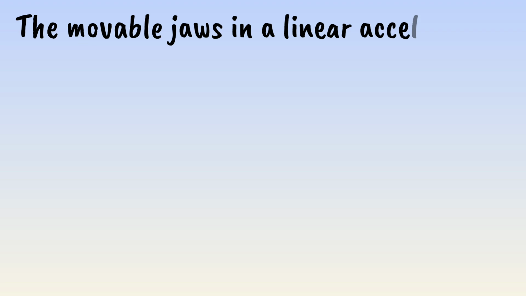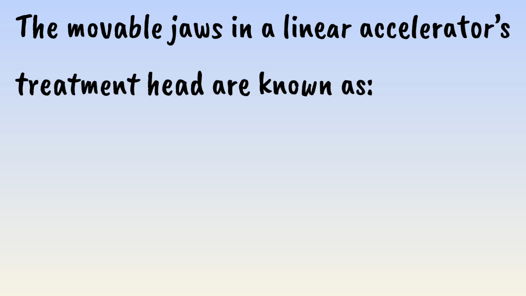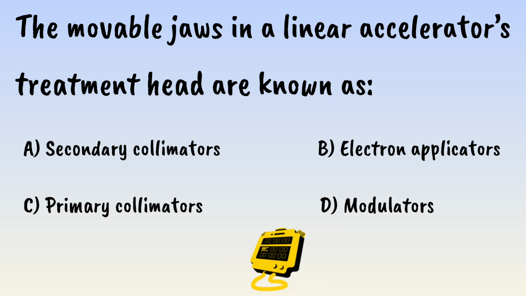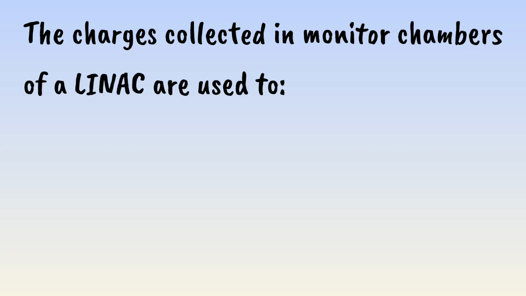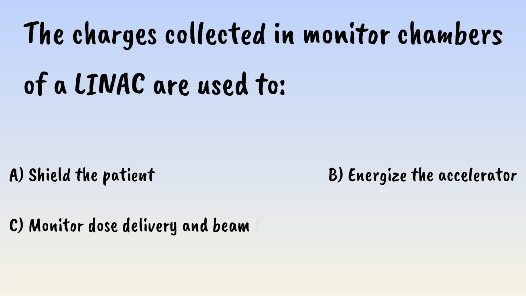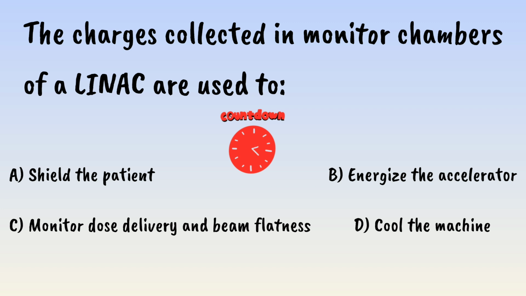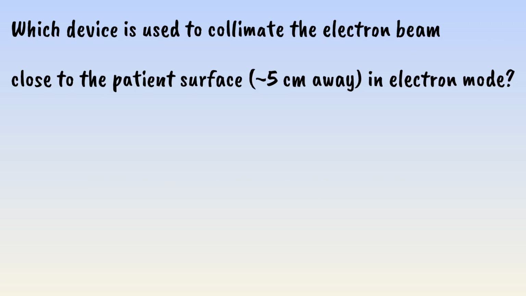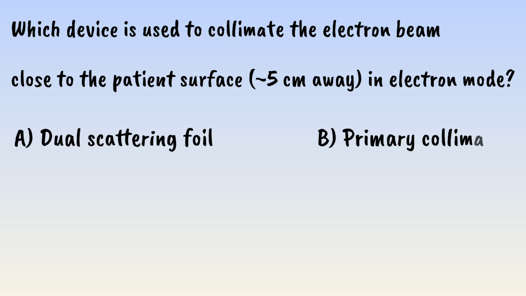The movable jaws in a linear accelerator's treatment head are known as. The charges collected in monitor chambers of a LINAC are used to. Which device is used to collimate the electron beam close to the patient's surface, approximately 5 cm away, in electron mode?